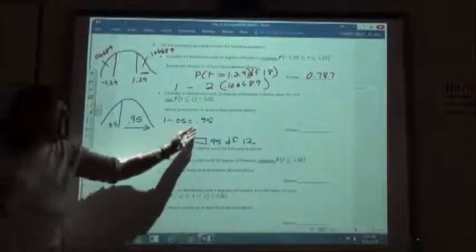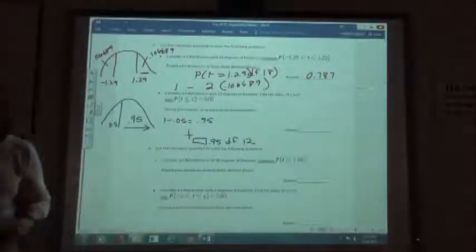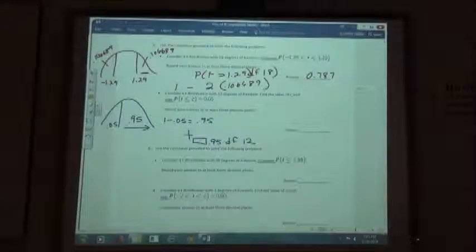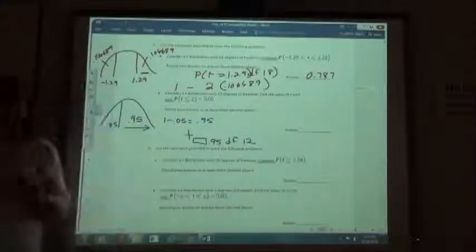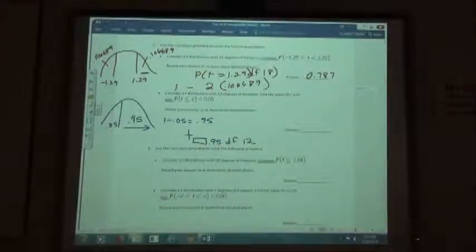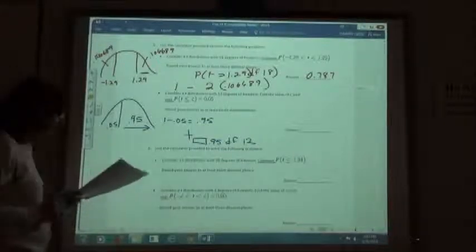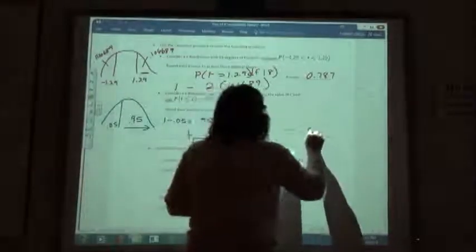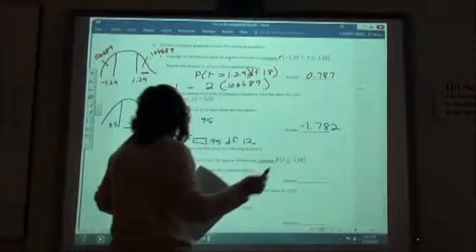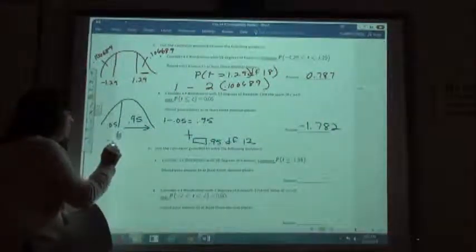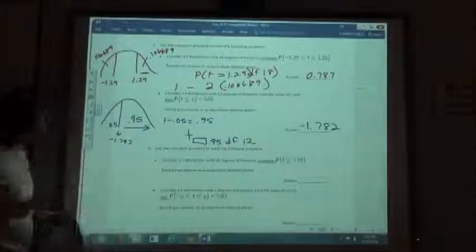When you do the area, it's always to the right. So if they give you the area to the left, you've got to find the area to the right by 1 minusing that number, and then that's what's going to go in the box. So if you do T sub 0.95 with degrees of freedom being 12. Is it a negative? Yep. Negative 1.782. Exactly. So this critical value here would be negative 1.782.